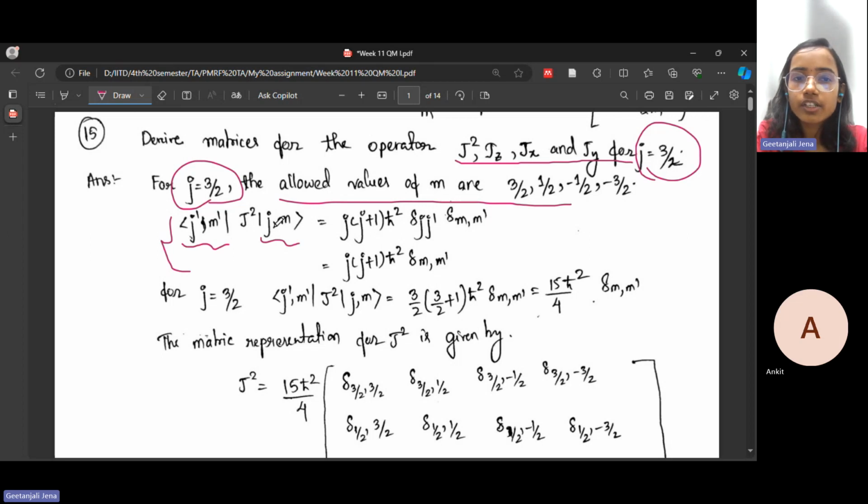And J square, you already know that when it acts on |j m>, it will give j(j+1)ħ² and the remaining will be the Kronecker delta function, that is δ_jj' and δ_mm'. So j and j' are the same because j is 3/2. So the term that will remain, that will determine the non-zero coefficient, will be the Kronecker delta of m and m'.